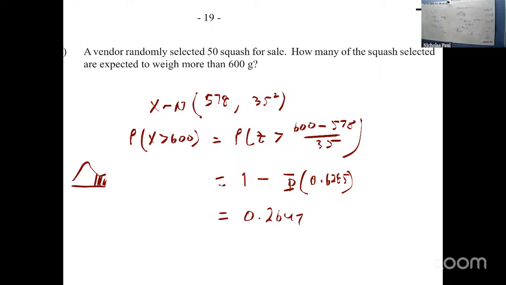How many squashes selected are expected to weigh more than 600? Really easy. We know the probability of more than 600, so it will be 50 times 0.2647. Right, so I have 13.2, so therefore, well, you can have a 0.2, so that might be 14.